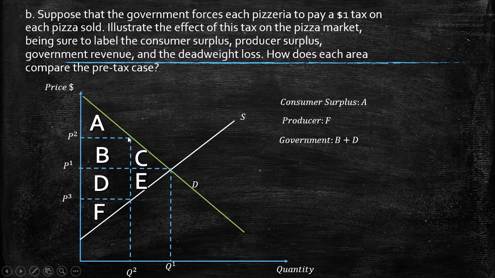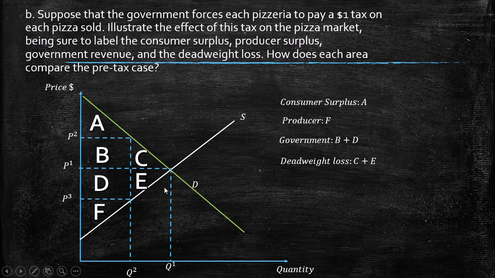So now they will receive the tax, which is $1 times the quantity of pizzas that were transferred in the market. The quantity now is Q2. So they will receive B and D. Okay. And what about the deadweight loss? This part is not going to go to any party at all.